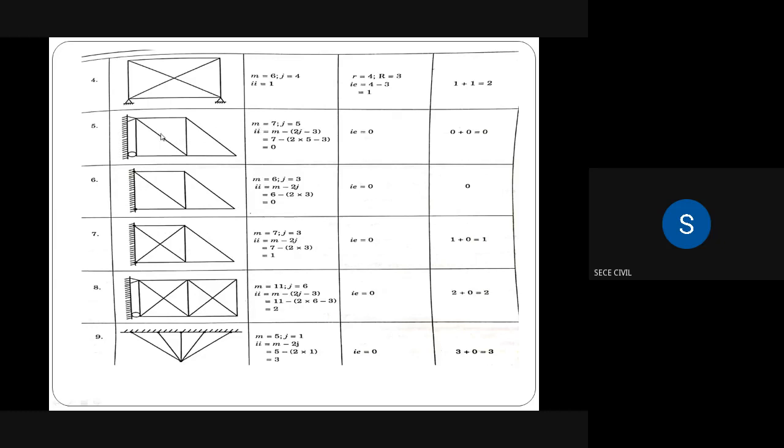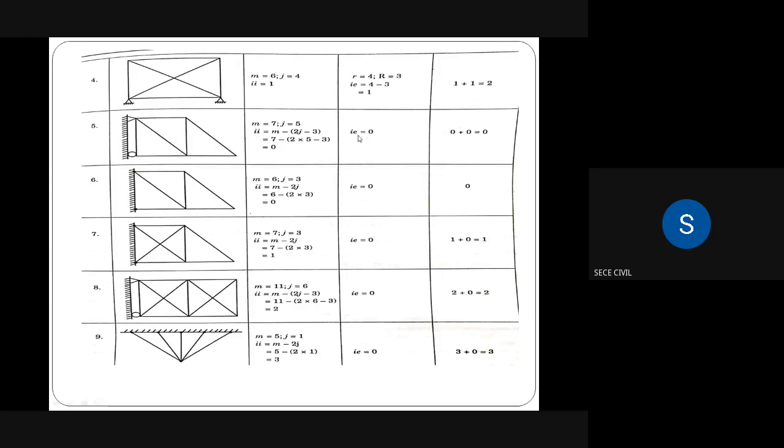So joints 1, 2, 3, 4, and 5. So 5 joints are there. So J is equal to 5. So IA is equal to M minus 2J minus 3. So M is 7, J is equal to 5. So 2 into 5, 10. 10 minus 3, 7. So 7 minus 7, 0. So in problem number 5, the internal redundancy is 0.